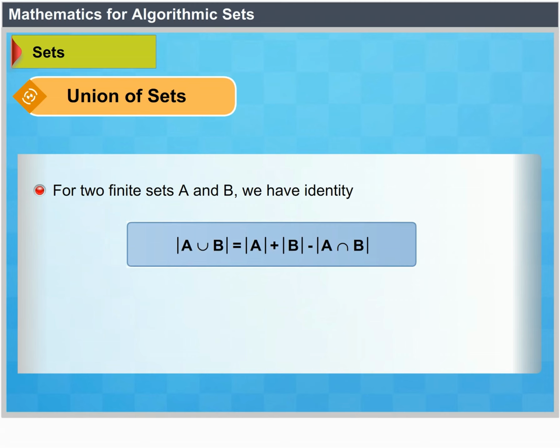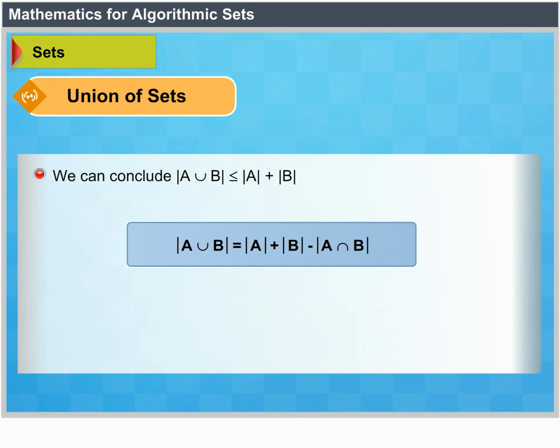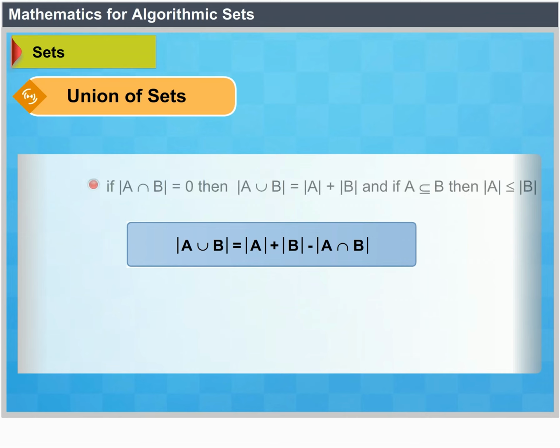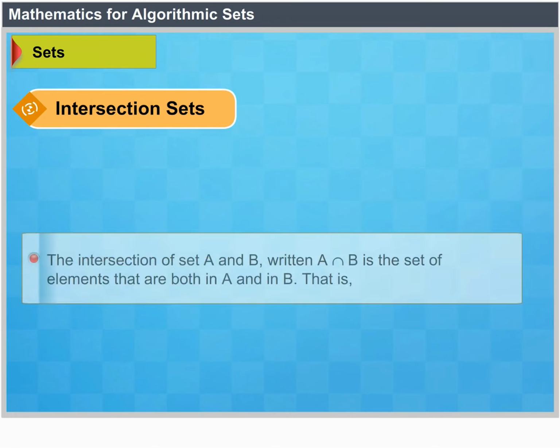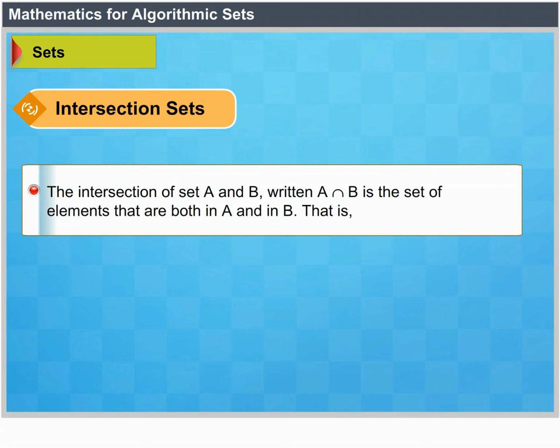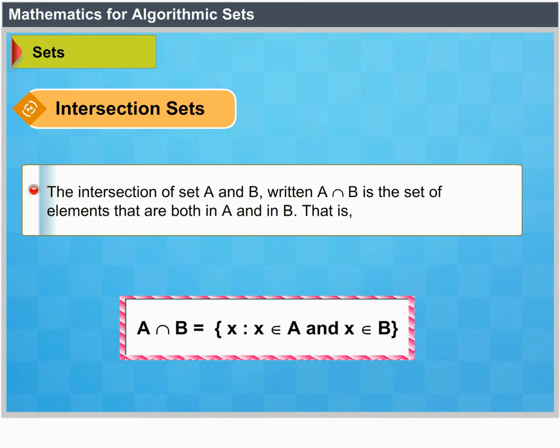We can conclude modulus of A union B is less than or equal to modulus of A plus modulus of B. That is, if modulus of A intersection B is equal to 0, then modulus of A union B is equal to modulus of A plus modulus of B. And if A is a subset of B, then mod A is less than or equal to mod B. Intersection of sets. The intersection of set A and set B, written A intersection B, is the set of elements that are both in A and in B. That is, A intersection B is equal to x such that x belongs to A and x belongs to B.